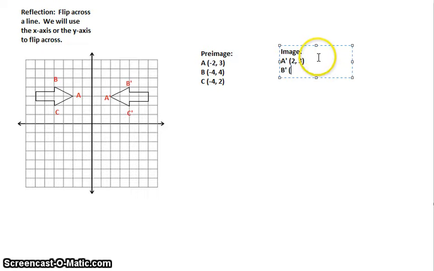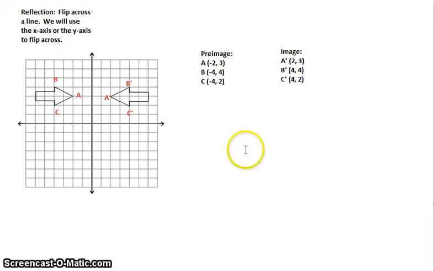B prime's coordinate is going to be over 1, 2, 3, 4. 4 is going to be my x. And 1, 2, 3, 4 is going to be my y. And now C prime. I'm going to look at the coordinate for what C prime is. So I'm going to go over 1, 2, 3, 4. And up 1, 2.